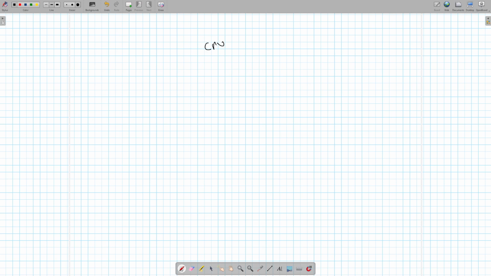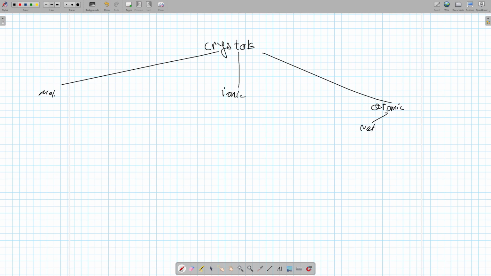Solid crystals, you can have 3. You can have molecular, ionic, or atomic, okay? Atomic is like network solids. Ionic is made out of ions. Atomic can also be either network solids or metallic, okay? And molecular solids are made out of molecules, non-metals only. Ionic is metal and non-metal. Atomic is made out of either metallic or network solids.